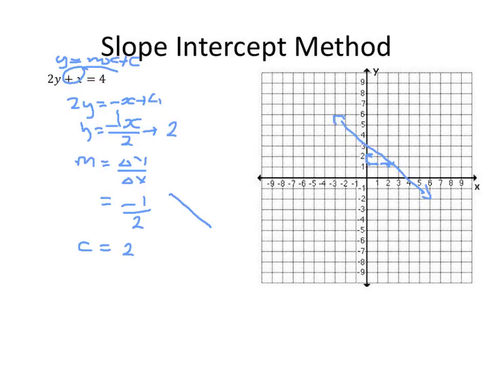Remember to label your graph. This is a graph of 2y plus x is equal to 4. And I've drawn the graph using the slope-intercept method.